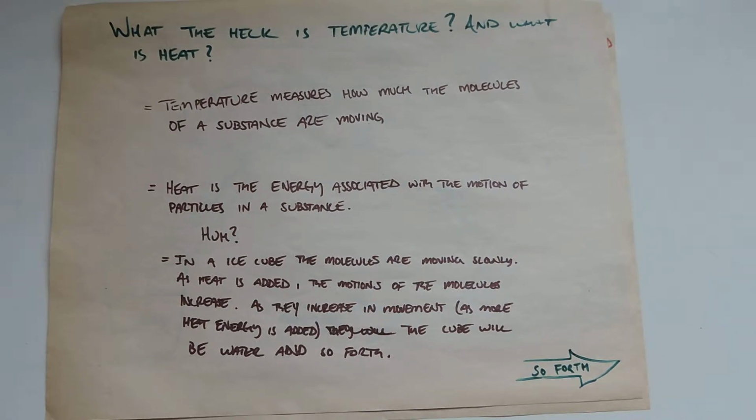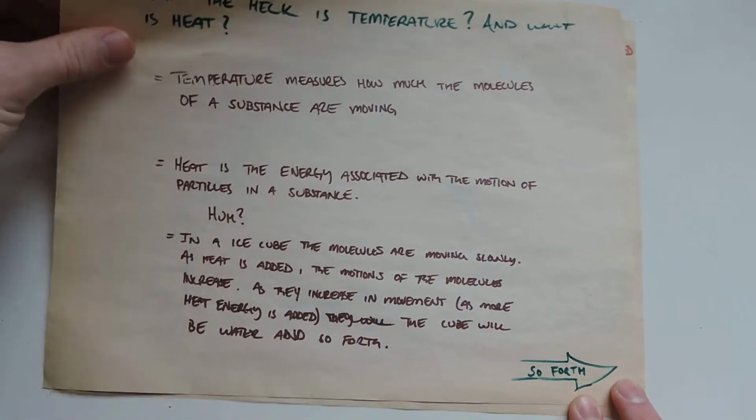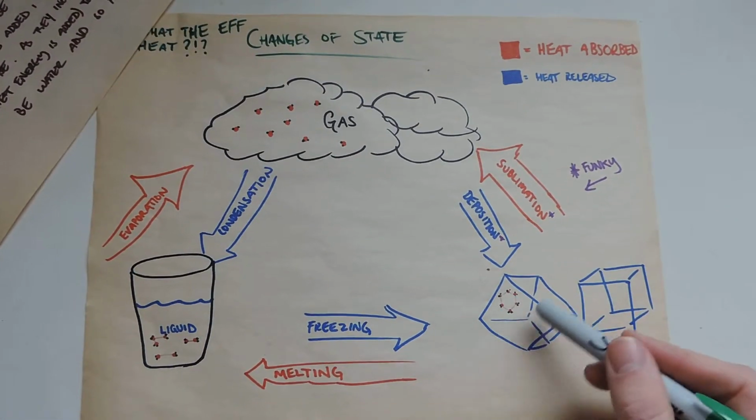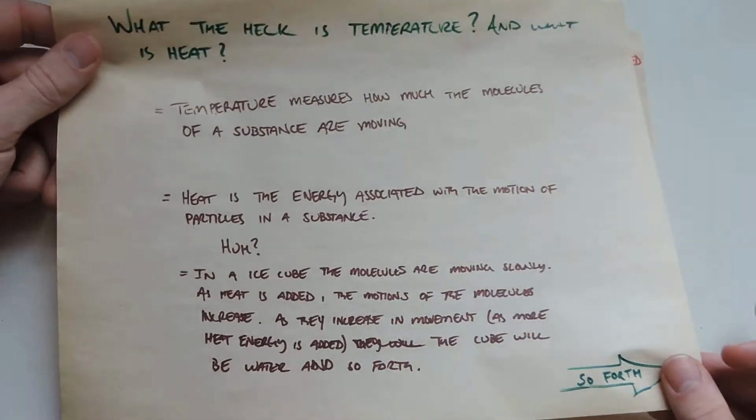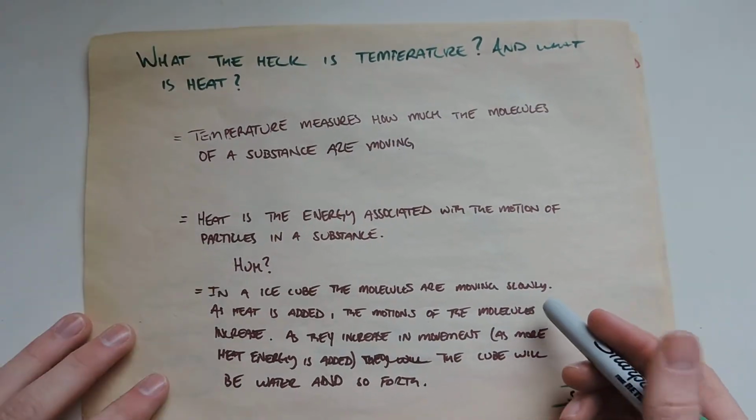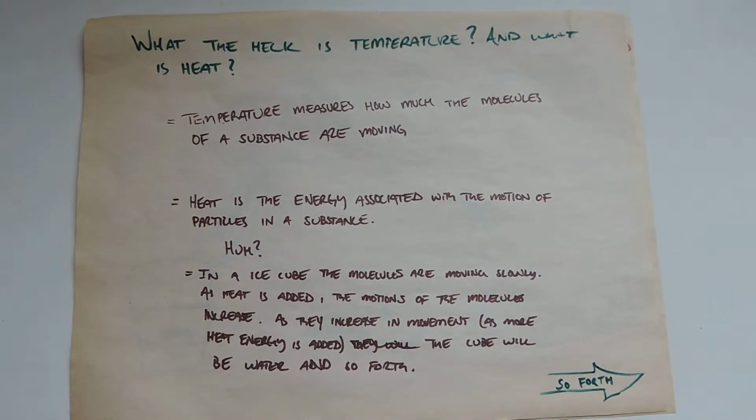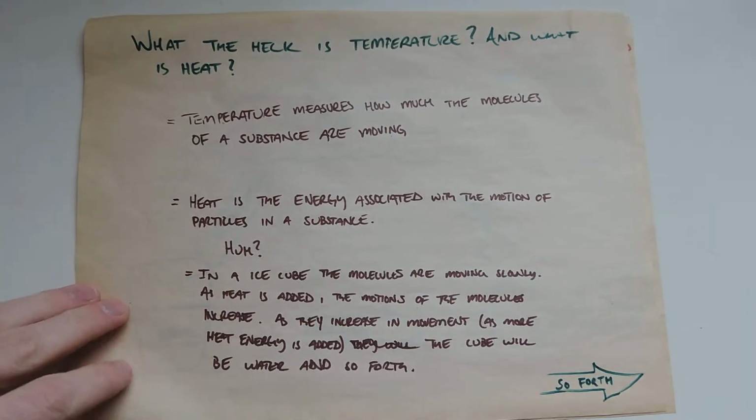In an ice cube, the molecules are moving slowly. We have that represented here as being in a tighter structure. As heat is added, the motions of the molecules increase. As they increase in movement, as more heat energy is added, the cube will become water and so forth.